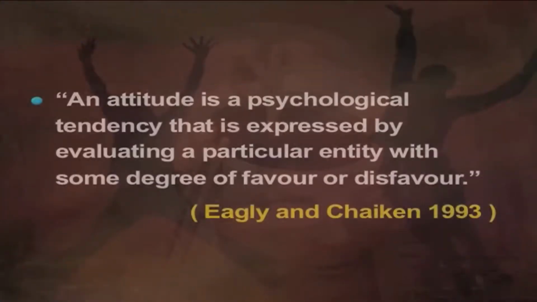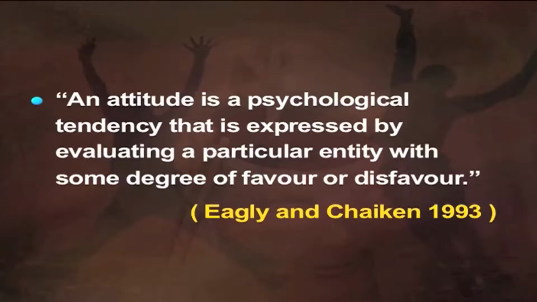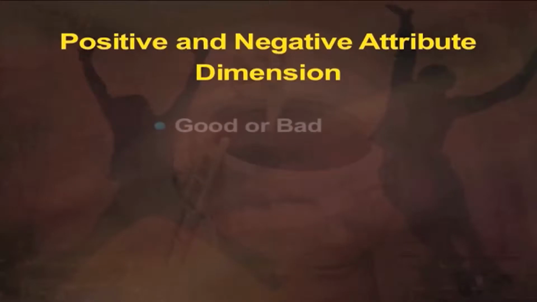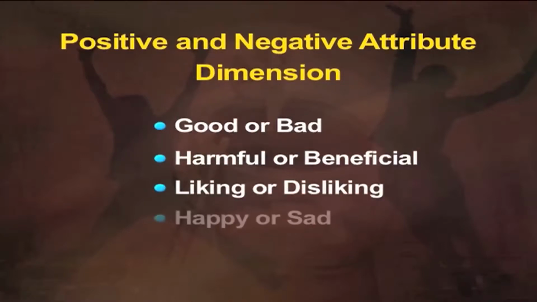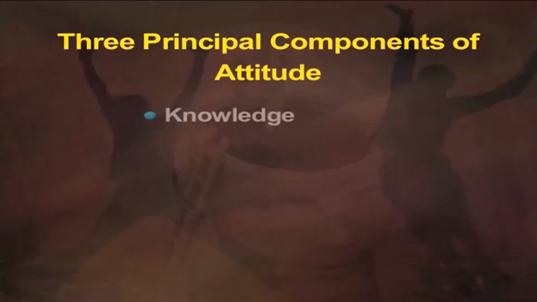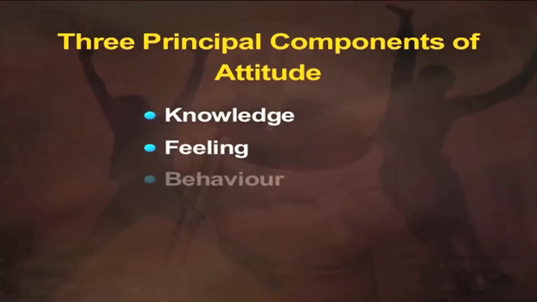The most conventional contemporary definition of attitude has been given by Eagly and Chaiken in 1993. According to them, an attitude is a psychological tendency that is expressed by evaluating a particular entity with some degree of favor or disfavor. Hence, attitudes are commonly viewed as the summary evaluation of a psychological object, captured in such attribute dimensions ranging from positive to negative.